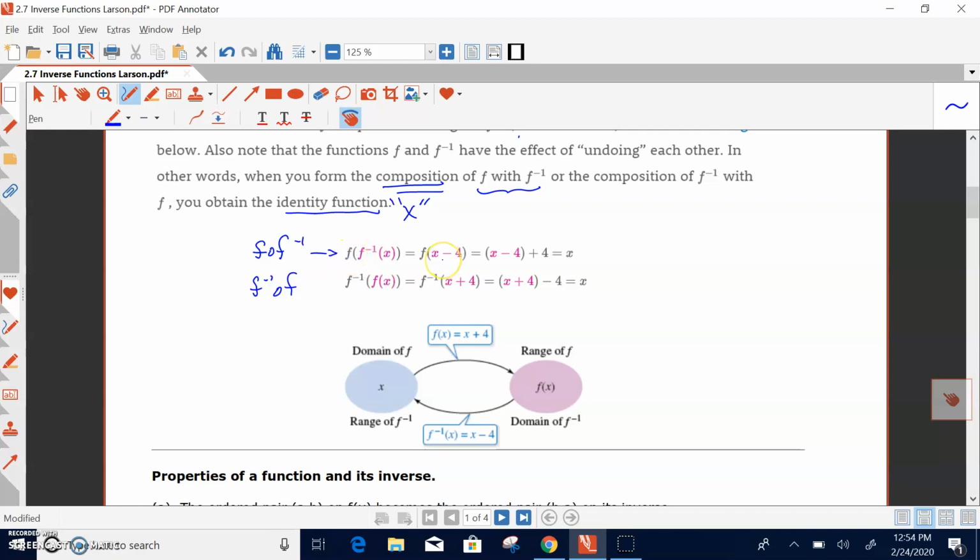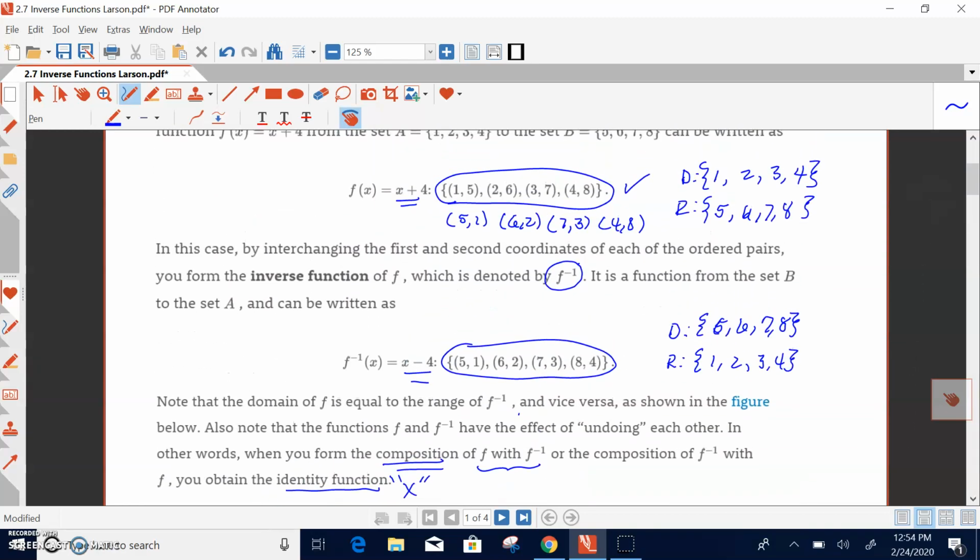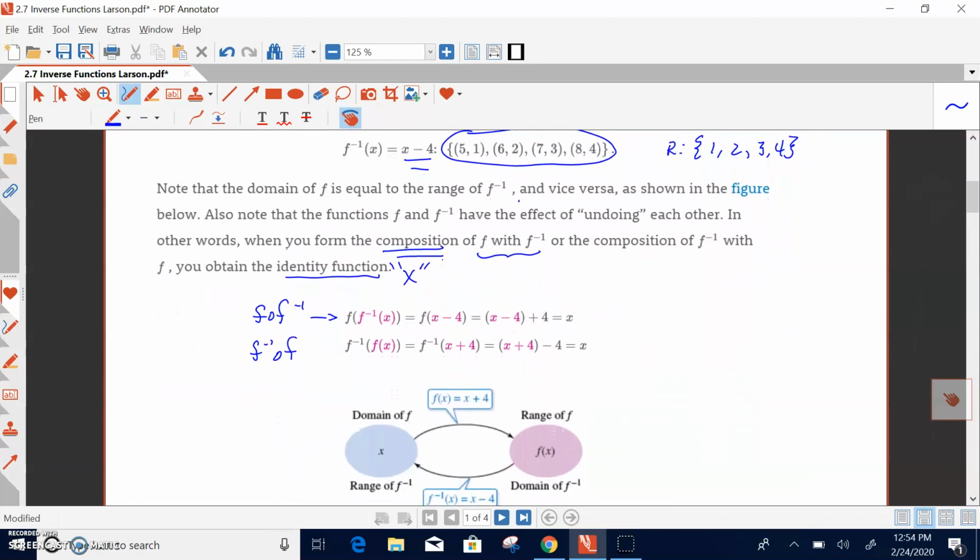And the original function was what? X plus 4. So we're taking x minus 4 and putting it into x plus 4. And when we do that, those two 4's cancel and we're left with x. Well, when we do the same thing, but we do f inverse circle f, that means we're putting the original function into the inverse. And the original function was x plus 4. And if we put x plus 4 into x minus 4, the two 4's cancel and we end up with x, our identity function. That's going to always happen when you compose a function and its inverse.